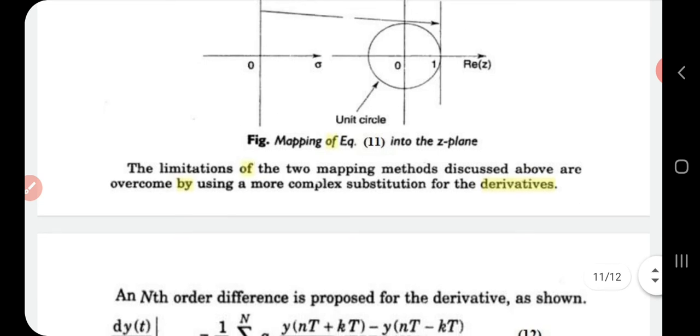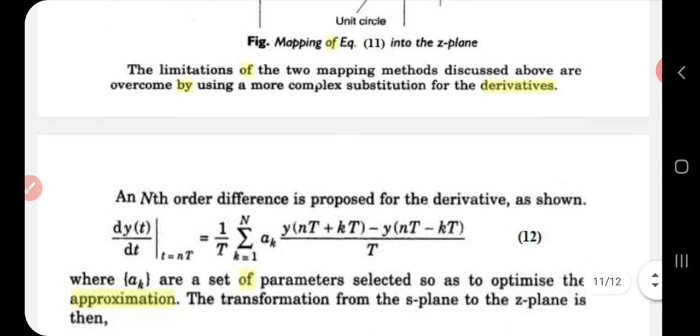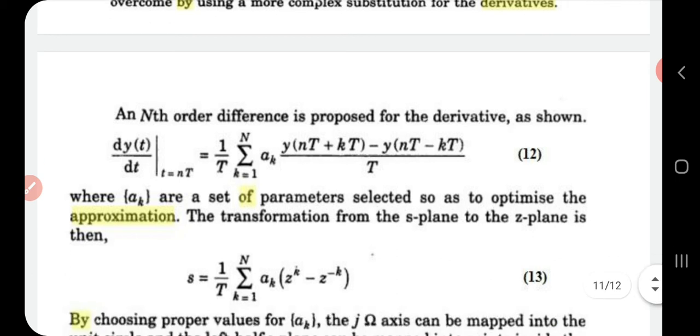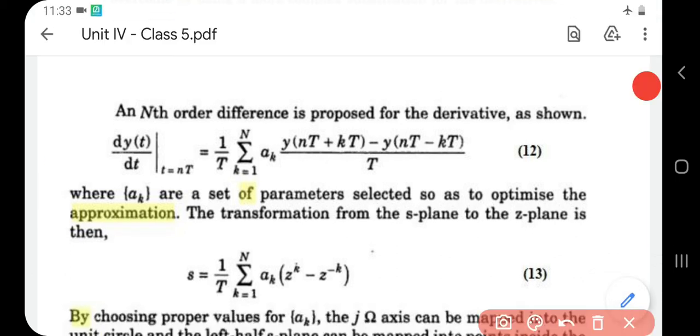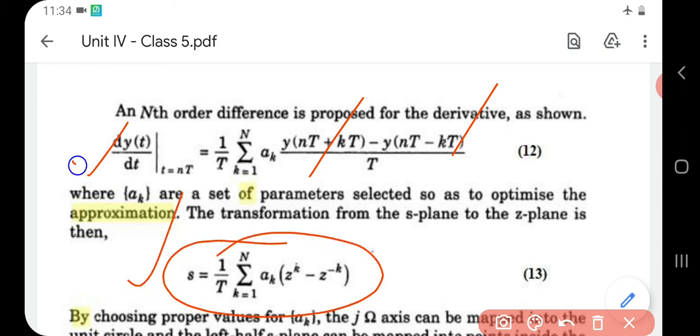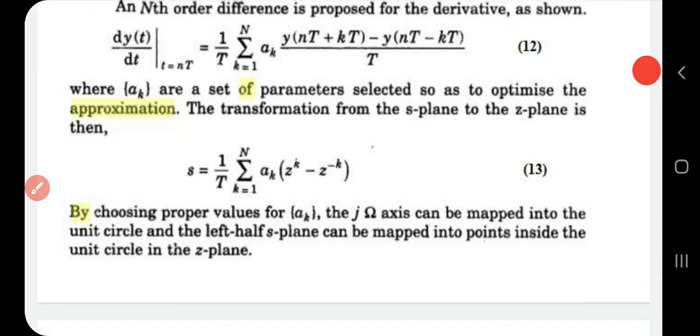Okay. Now, the limitations of these two mapping methods discussed above are overcome by the substitution for derivatives. Here, the nth order difference is proposed for the derivative. Anyway, you will have to learn this equation about dealing with the nth term, where a set of a_k are parameters selected so as to optimize the approximation. The transformation from S plane to Z plane is then represented by this particular equation. These two equations you will have to study.